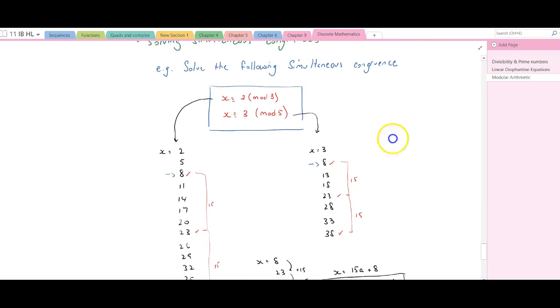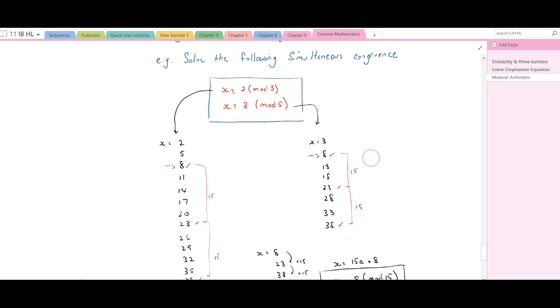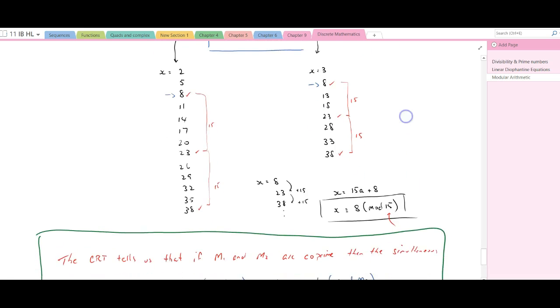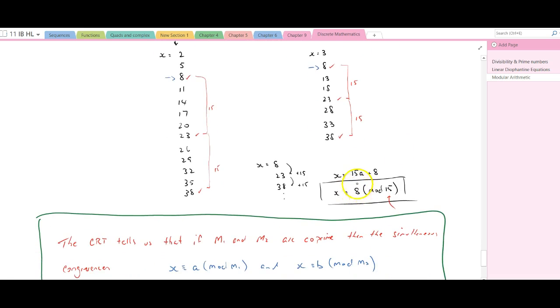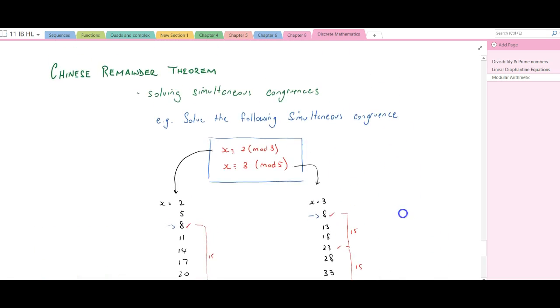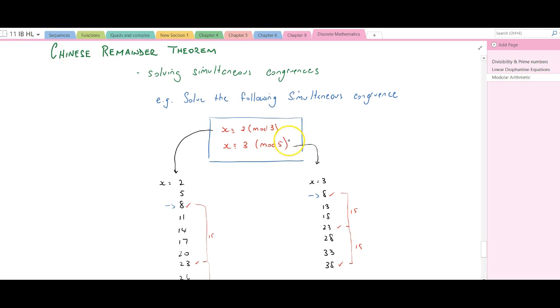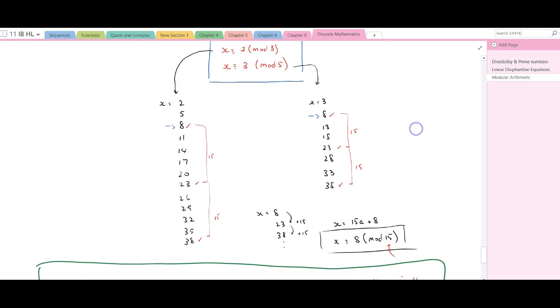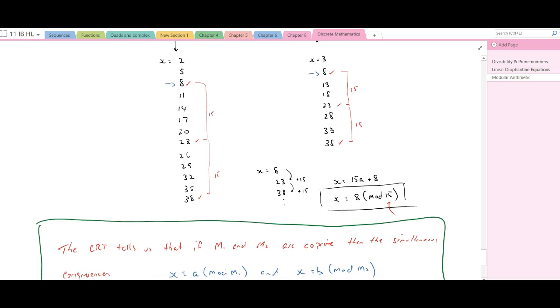Here the numbers are so small that we can very quickly get to 8 just by listing, and it really is 8. This is our first common value, our first simultaneous solution. From that point onwards, we're in step with the lowest common multiple, or just the product of 3 and 5 as they are coprime. That's the lowest common multiple. So it's really just finding that first value.